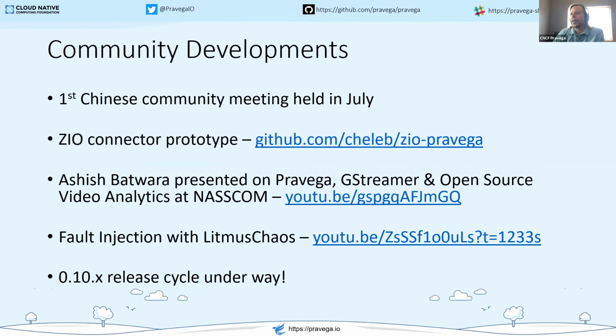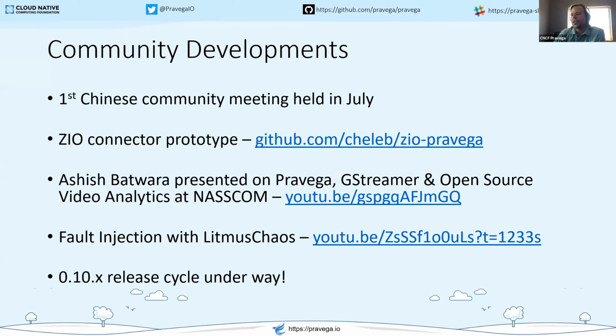Just a couple quick community developments to highlight, and then we'll get right into today's presentation about Presto and Trino. We held our first Chinese community meeting back in July. That's how we have a Chinese version of the Flink talk. The ZIO connector prototype has been released, so you can check that out on github/chelib/ZIO-Pravega. ZIO is similar to Akka in the Scala land.